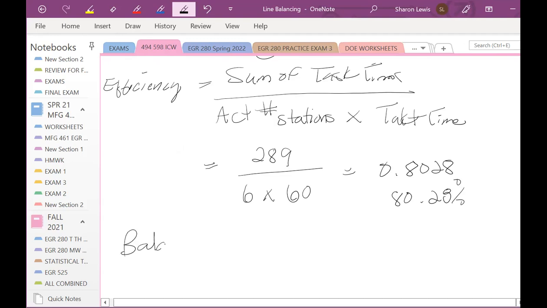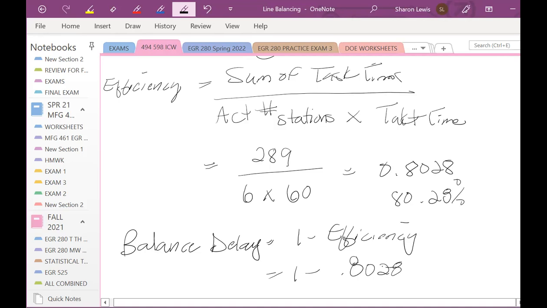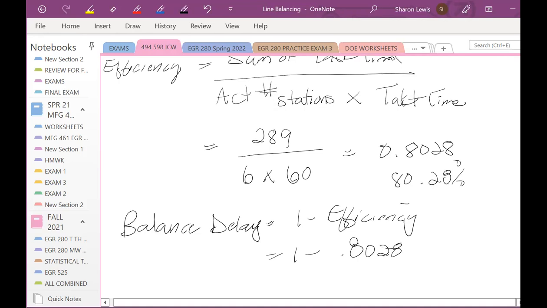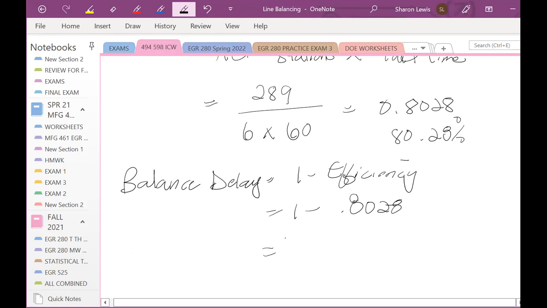And then lastly, let's calculate our balance delay, which is 1 minus the efficiency. So that's going to equal 1 minus 0.8028. So that is equal to 0.1972. So our balance delay went down as well. So that's a good thing.